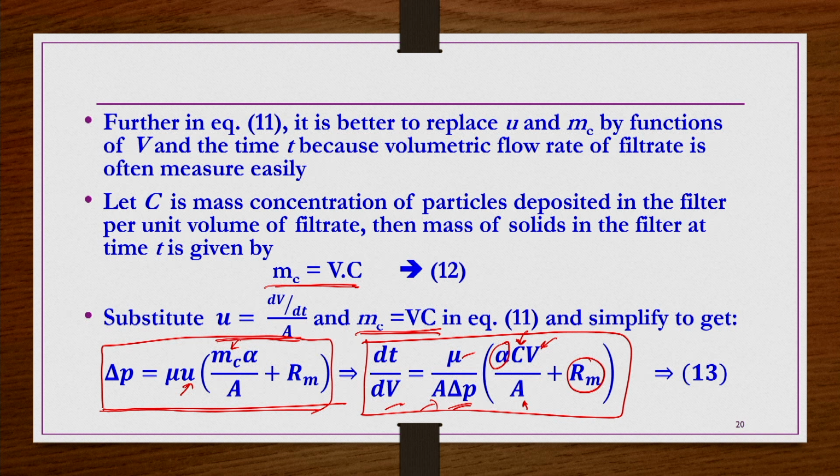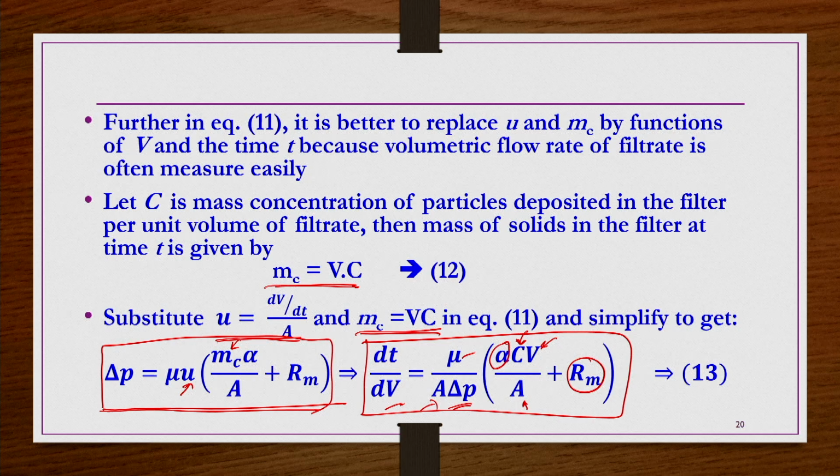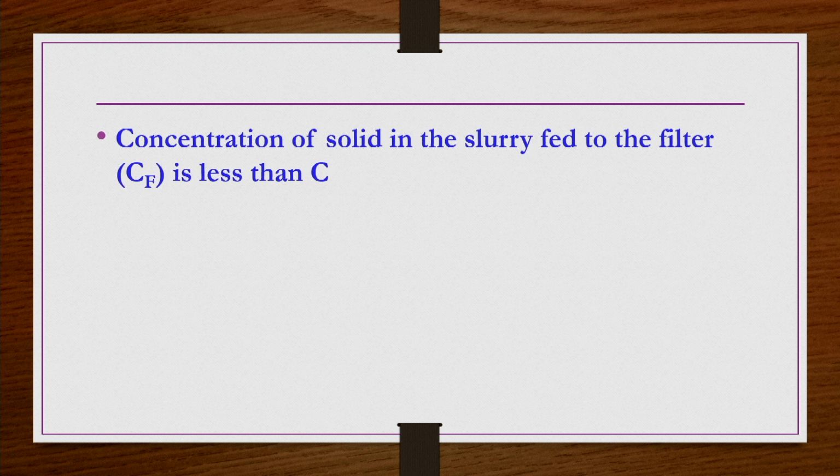Experimentally you cannot measure how much mass is deposited on the filter medium per unit volume of the filtrate, especially during the process of filtration. However, we can do a mass balance and develop a relation for C. In general, in problems it is given straightforwardly. If it is not given, it should be obtained like this.